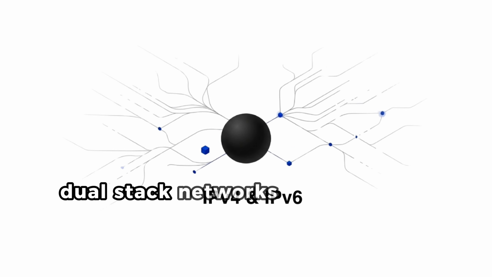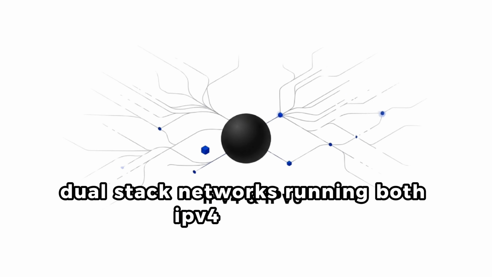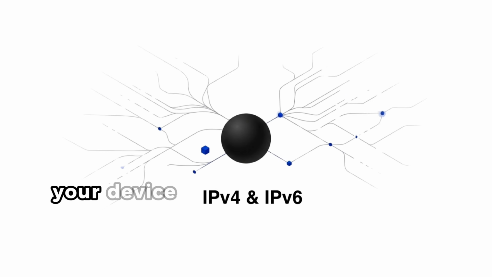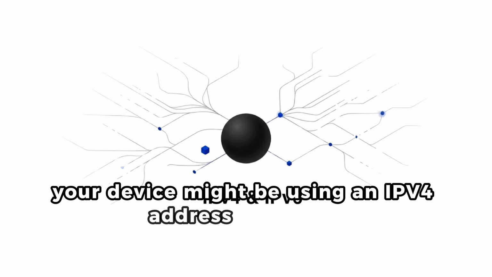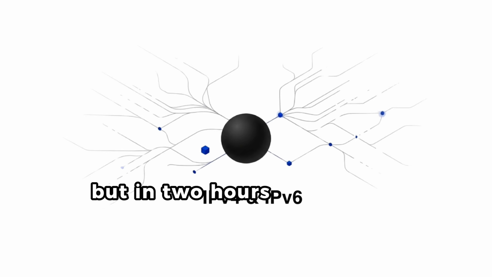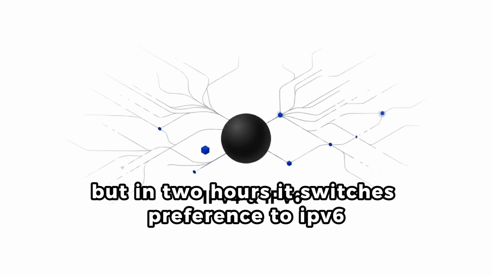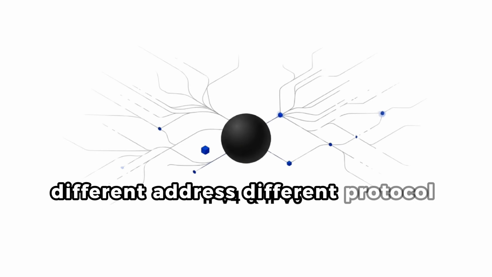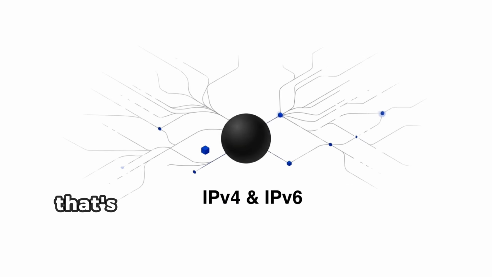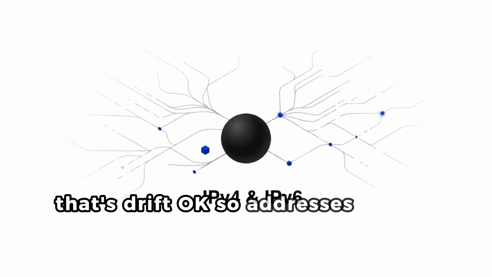And here's a sneaky one. Dual stack networks, running both IPv4 and IPv6. Your device might be using an IPv4 address right now, but in 2 hours, it switches preference to IPv6. Different address, different protocol, same device. That's drift.